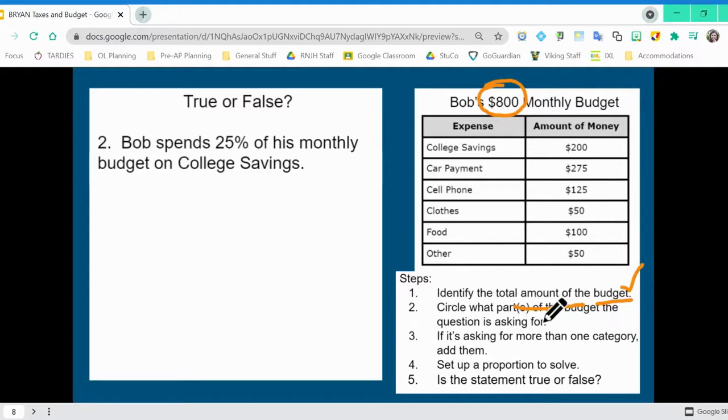Check. Circle what part of the budget the question is asking for. Bob spends 25% of his monthly budget on college savings. So college savings is our first line of our budget right here, $200. So we want to see, is it true that that is 25% of his budget? If it's asking for more than one category, we would add those together. In this case, it's not. It's just asking for college savings.